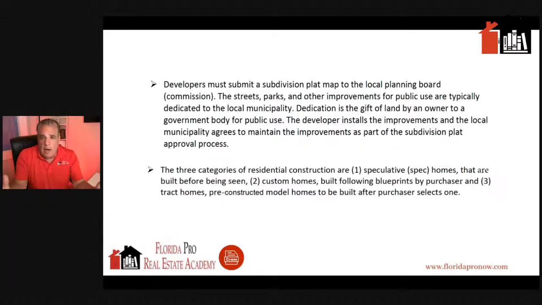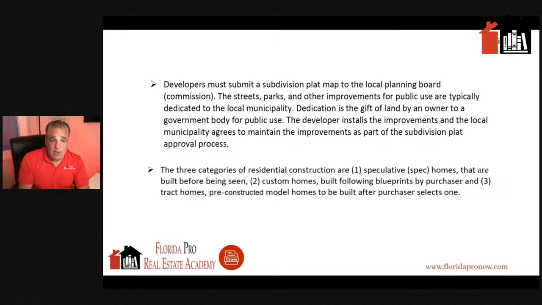Now, it's not required of a developer, but it's probably pretty good business to dedicate a piece of land to your local government, especially when they're approving a subdivision plat map for you. So that happens frequently. When you see the word dedication, it's a gift of land to the government for public use, okay? Just want to make sure you guys got that. Everybody good on that one, okay?